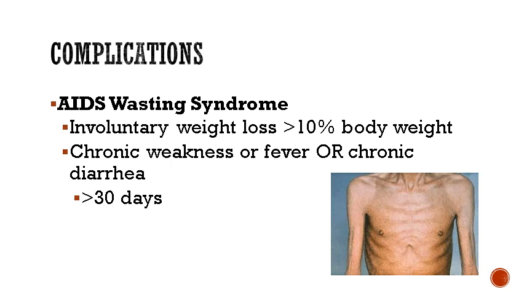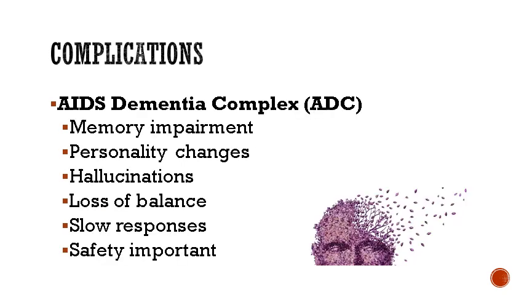So this is something we don't always think about, but AIDS wasting syndrome can definitely happen. AIDS dementia complex. So for individuals that have AIDS, they can definitely develop dementia. Memory impairment, personality changes, hallucinations, loss of balance, slow responses, and with all of these things, remember, safety is very important to us as nurses.